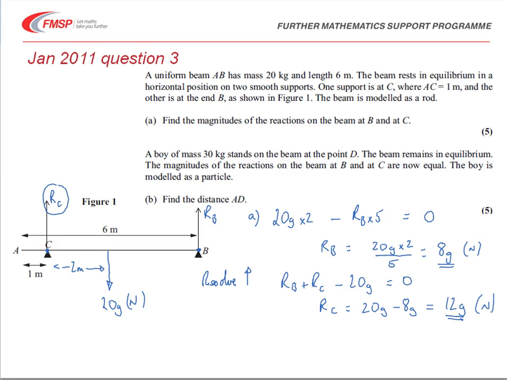In part B of the question, we introduce another mass. It is a boy of 30 kilograms standing at some point that we don't yet know, so we have to put it in as some unknown distance. But the force will be a vertical force, 30G, at some distance. We would like to find the distance from A, so let's call that distance from A X.